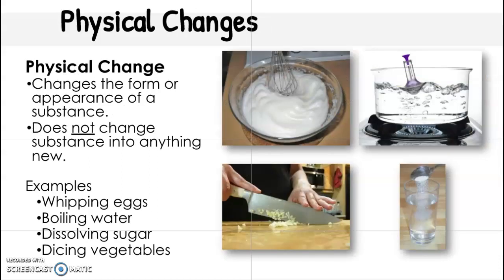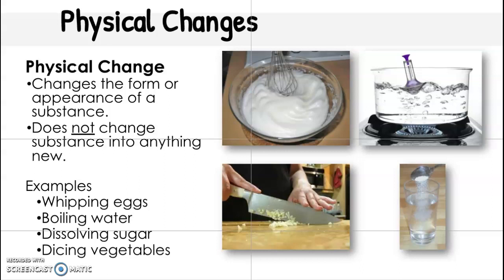Now we move on to physical changes. Physical changes change the form or appearance of a substance. Keyword, it does not change the substance into anything new. Examples: whipping eggs. If you whip the eggs, they are still eggs. Boil water. If you boil water, it is still water. It just turns into vapor, but it's a form of water.